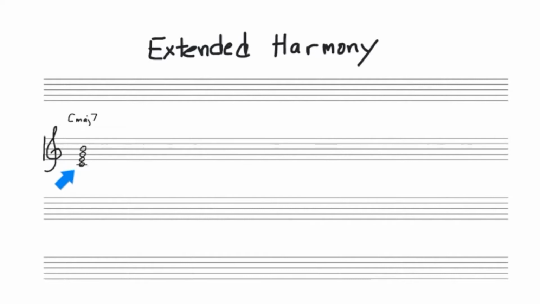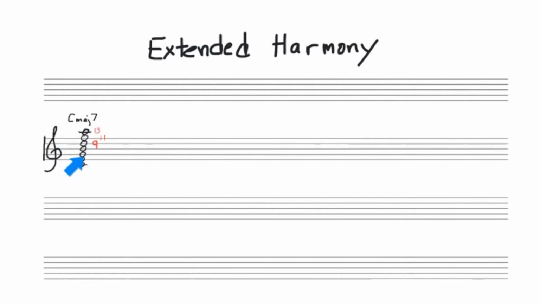If we continue to build on this chord by adding notes in thirds, after the B, we can add another third, giving us a D. This is known as the 9. From the D, we can add another third, F. This is known as the 11. And from the F, we can add another third, A. This is known as the 13th.